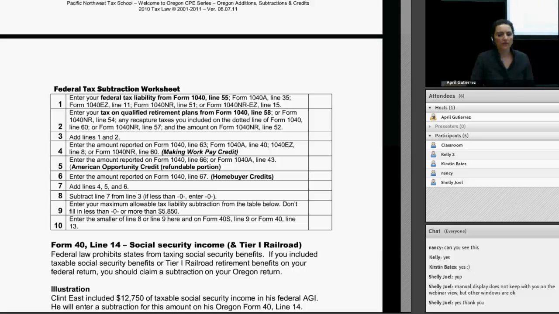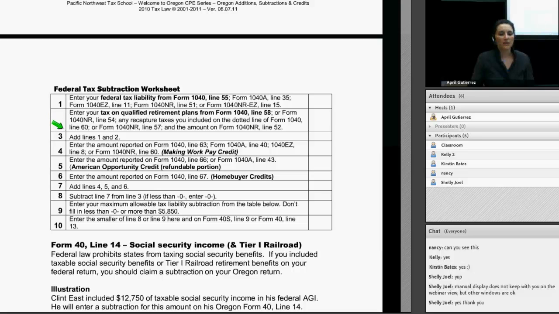Now, Oregon, of course, has a worksheet that you can use, and the worksheet ultimately takes you through all of those steps. One of the things we did notice internally on this worksheet, just actually preparing for this class yesterday, was that the worksheet says enter any recapture taxes shown on line 60, but it doesn't ever talk about line 59C. And so we were wondering, where's the confusion?